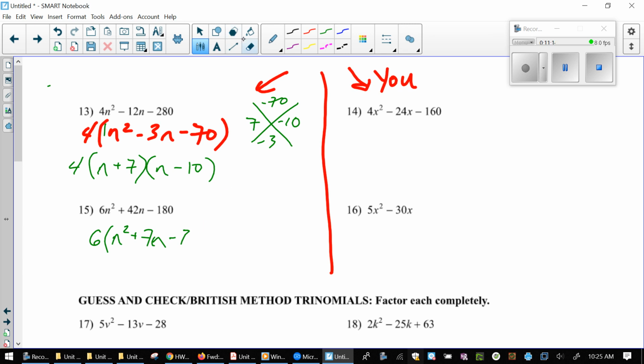Let's make that 3 look a little nicer. Come on, eraser. Alright, big X, multiply to negative 30, add up to 7. And again, this is negative. One's got to be positive, one's got to be negative, so I'm looking at the difference to be 7. So 10 and negative 3 are going to be my values there.